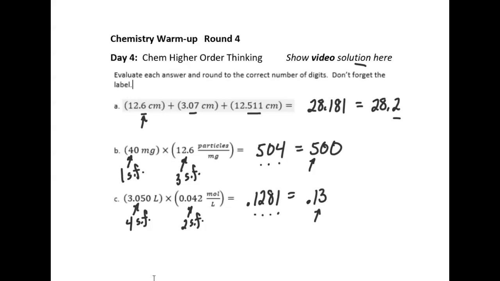I almost forgot the label. So let me go back to all 3 of these and write down the correct label. The first one is centimeters. The next one is particles, because the milligrams label cross cancels away. And the last one is moles, because the liter labels cancel away. Again, in chemistry, you always have to put a label next to your measurement.